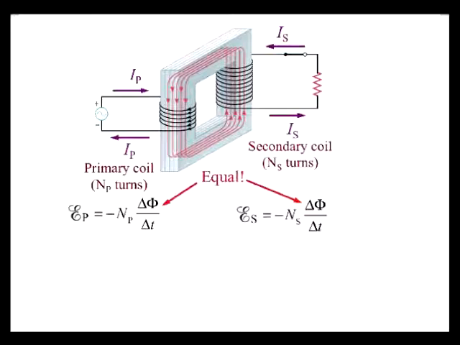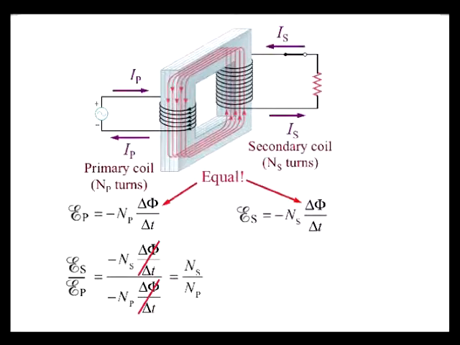We can get a useful equation by computing the ratio of the EMFs. So we write ES divided by EP equals negative NS times delta phi over delta t, divided by negative NP times delta phi over delta t. The negative signs and changes in flux cancel, and we find that ES divided by EP equals NS divided by NP.